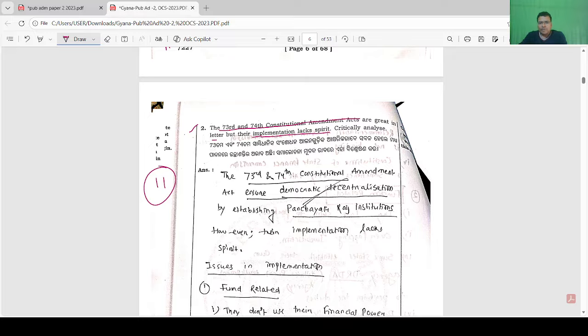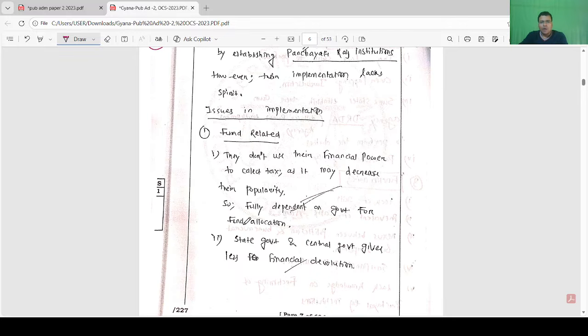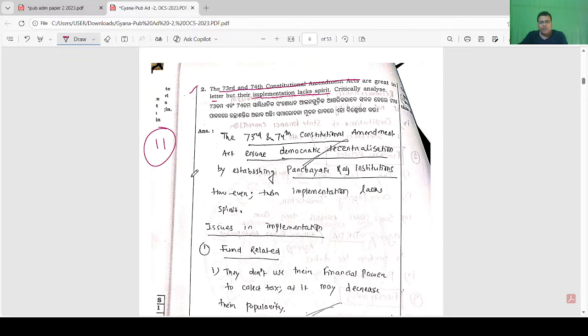So he directly starts: the 73rd, 74th CA Act enshrined democratic decentralization by establishing panchayat institutions, however implementation lacks spirit. Yes, that is fine. But you should write that in 1992 Parliament passed it.